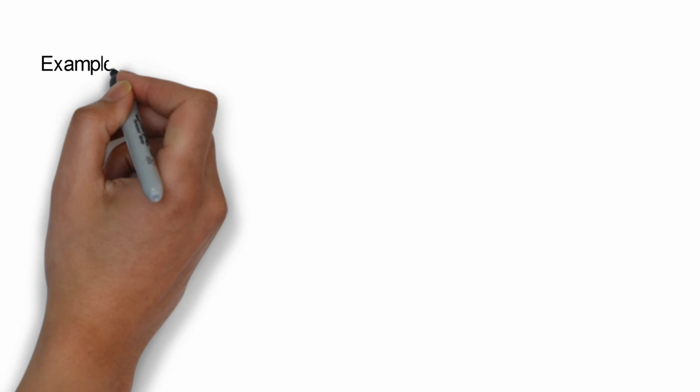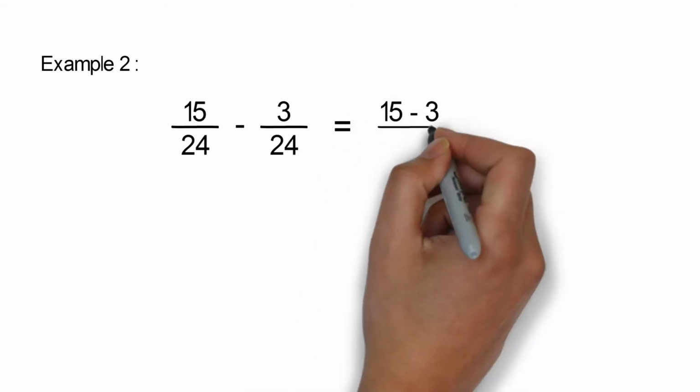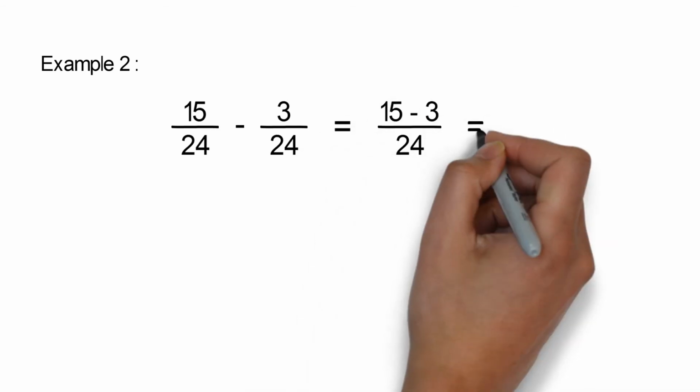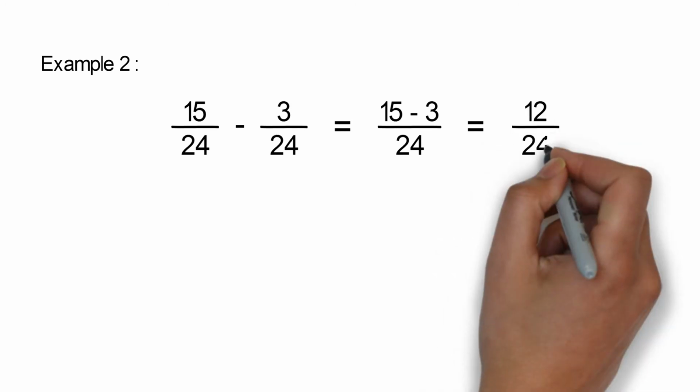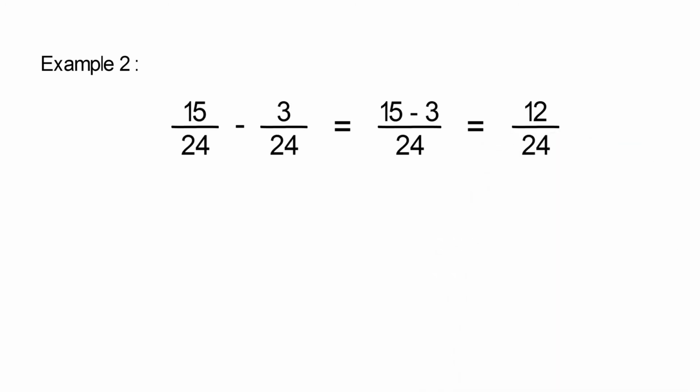Let's do a little tougher problem to be sure you've got it. 15 by 24 minus 3 by 24. Here, we subtract the numerators, which is equal to 15 minus 3 by 24. 15 minus 3 gives us 12. So, we get 12 by 24. Now, we will be simplifying the fraction.